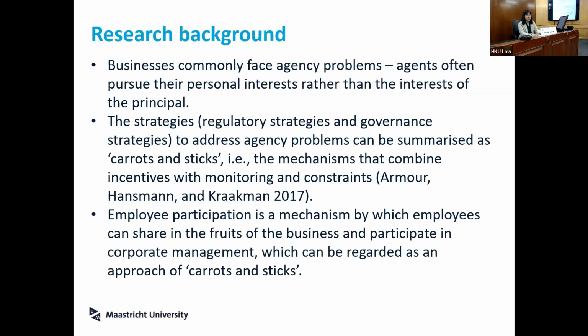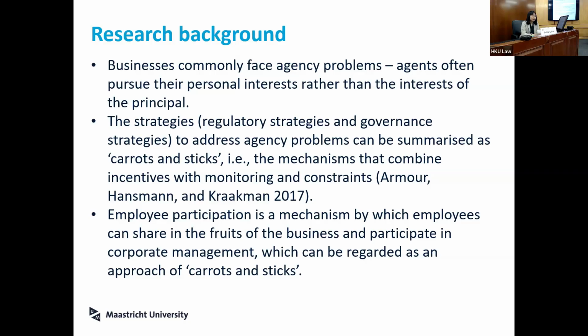So let's look at the research background. From the law and economics perspective, businesses often and commonly face agency problems. That is when agents act on behalf of their own interests rather than the interests of principals. And typically there are three types of agency problems: between the shareholders and the managers, between the minority shareholders and majority shareholders, and between stakeholders and the firm itself. I'll elaborate on these agency problems later, and we just have a general picture here.